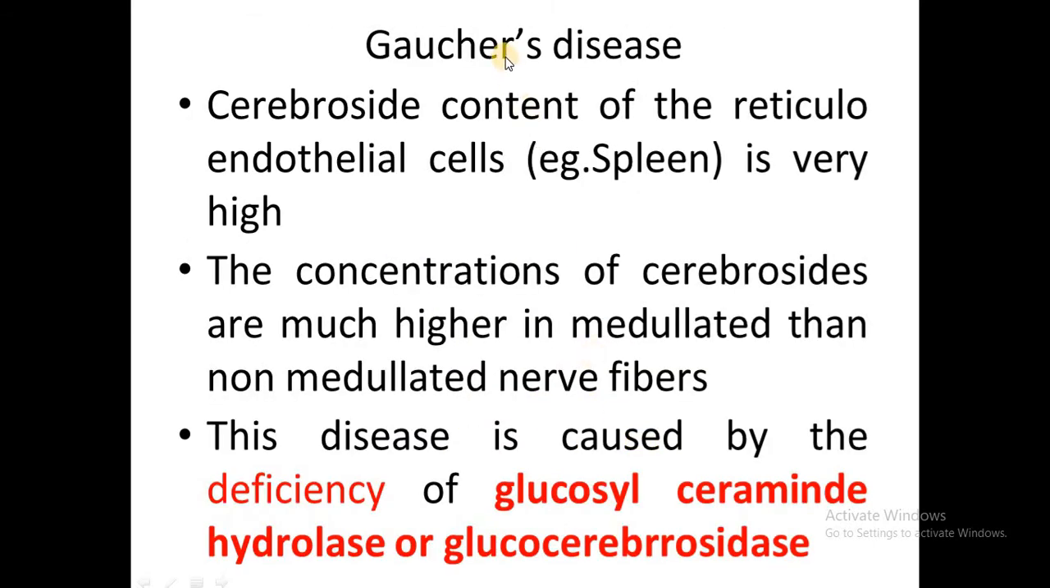First, we see about Gaucher disease. In this disease, the cerebroside content of the reticuloendothelial cell is very high. Here, the main disorder is accumulation of cerebroside. It is much higher in medullated than non-medullated nerve fibers, due to the deficiency of the enzyme glucoceramide hydrolase or glucocerebrosidase. This enzyme is very essential for the breakdown of cerebroside, but in the absence of this enzyme, the cerebroside will be accumulated more in the cells.